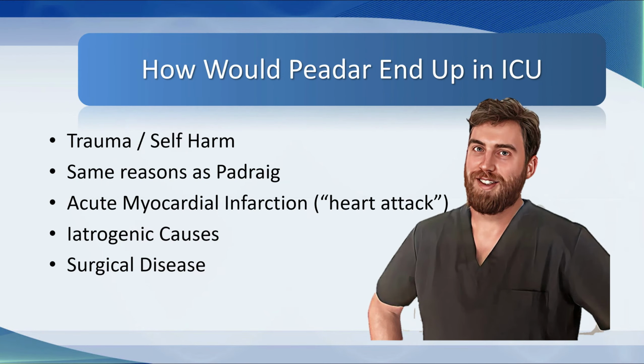Again, trauma or self-harm, all the same reasons as Porrick. Acute myocardial infarction, a heart attack, leading to cardiogenic shock. Iatrogenic causes: any sort of drugs he may be given, for which he may have a reaction, or surgical disease such as a perforated diverticulum, perforated appendix, etc.